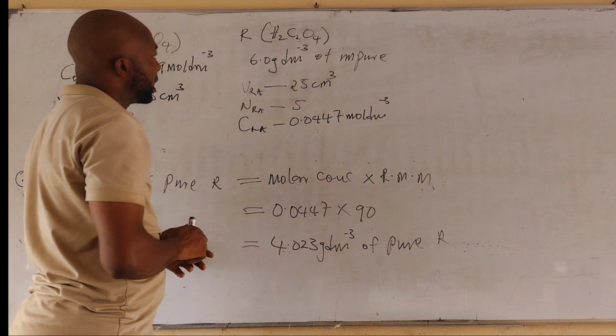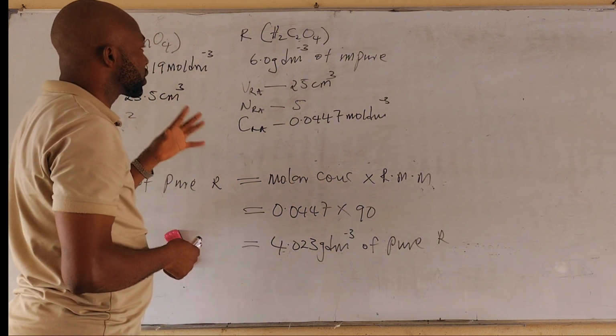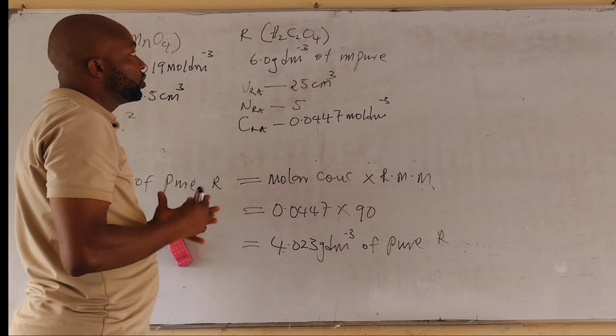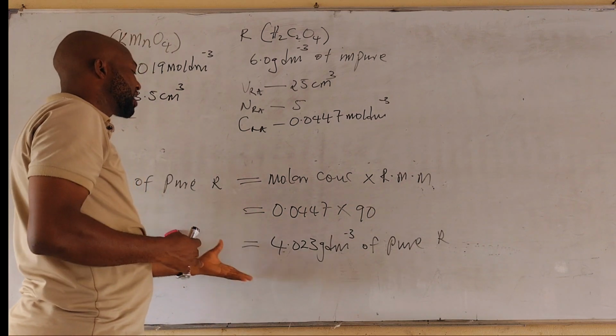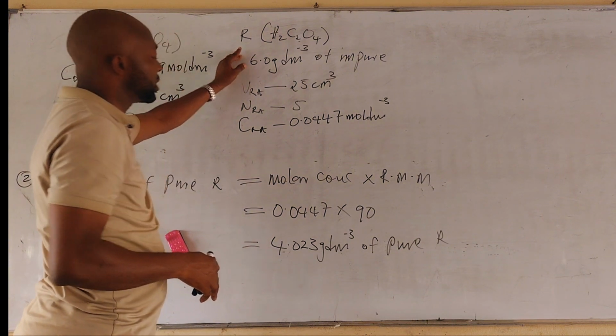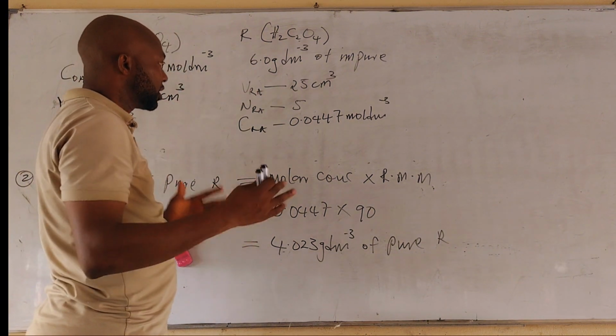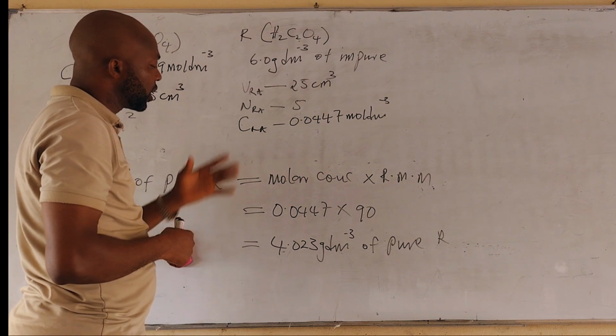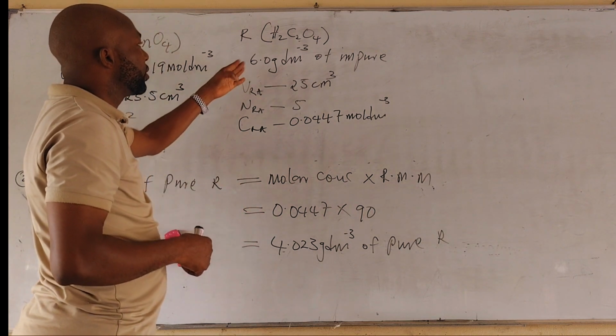Remember, some time ago I said earlier on, the mass concentration of the impure must be higher than that of the pure. So whenever you do your calculations and that of pure tends to be higher, it means you're wrong. Like you can see here, this one is given, which is 6. The one we calculated is 4. It tells you that we're on track. So now we've gotten the mass concentration of the pure, and we have that of the impure.